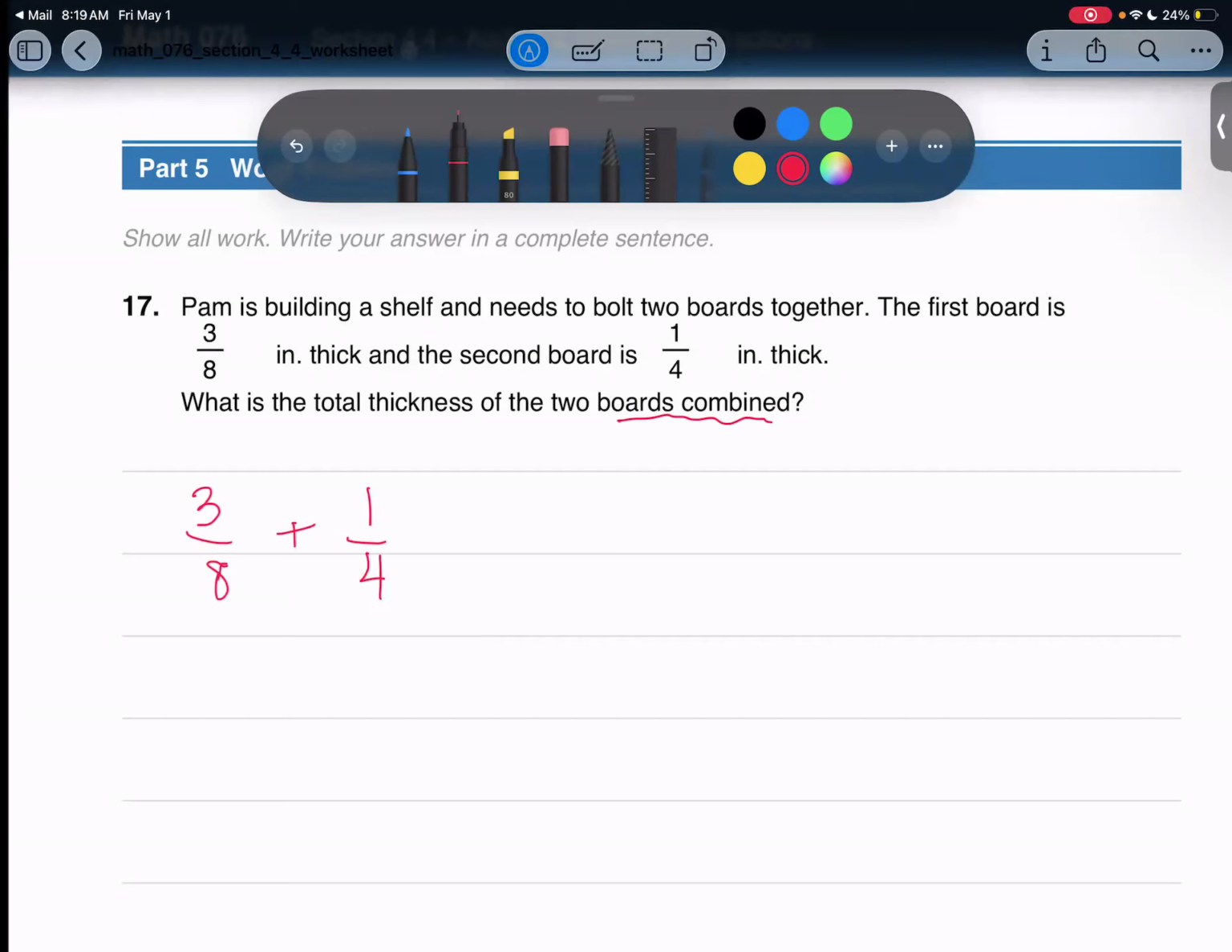3/8 plus 1/4. I need a common denominator between the two. I can list out my multiples. Got 4, 8, 12, 16, 20, 24. Okay, let's list out the multiples of 8: 8, 16, 24, 32. Let's see if we've got anything in common. Okay, I've got 24 and 24, 16 and 16. 16 is lower. Oh, but there's one more. 8 and 8. I can go even lower. So I need 8 to be my common denominator. That's my least common. If I picked any other ones, it would have been fine. I just had to reduce at the end.